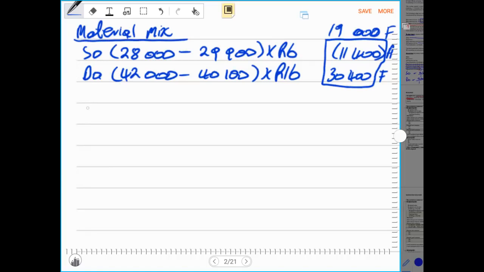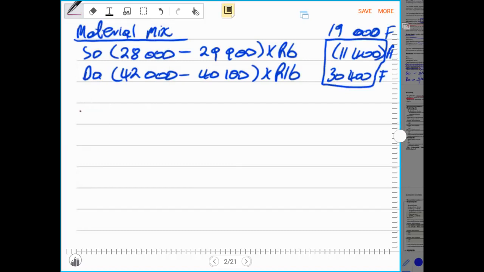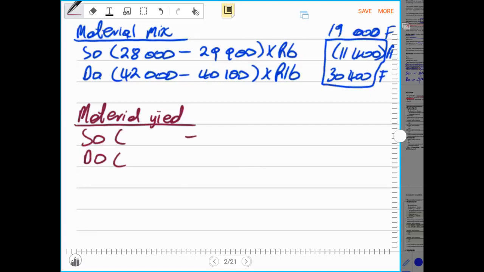Therefore, now we go to material yield variance. Material yield is also going to be for the two products. So, and down, there will be a minus.